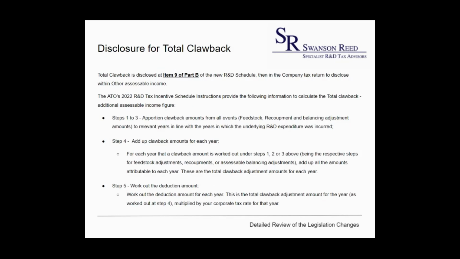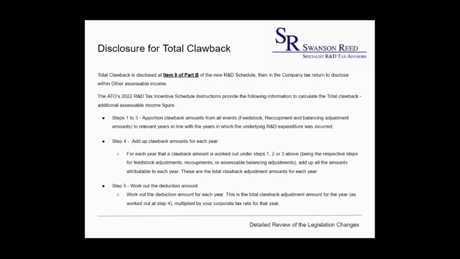Once clawback adjustments for feedstock, recoupment amounts and assessable balancing adjustments are determined, the total clawback across all events must be aggregated to determine the total assessable income from clawback, which is then disclosed at item 9 of Part B on the new R&D schedule. Item 9 of the R&D schedule then feeds into item 7 of the company tax return to be disclosed within other assessable income in the tax return.